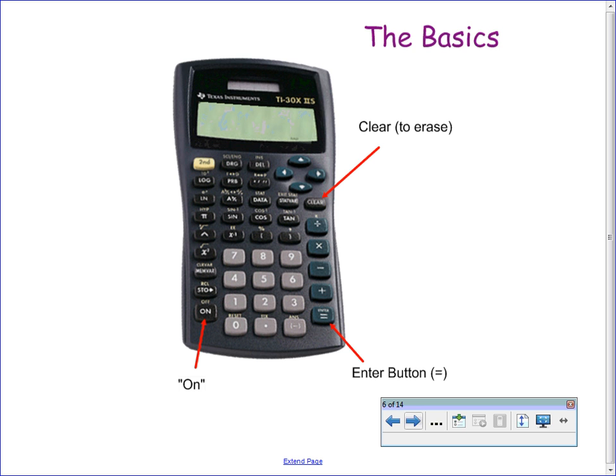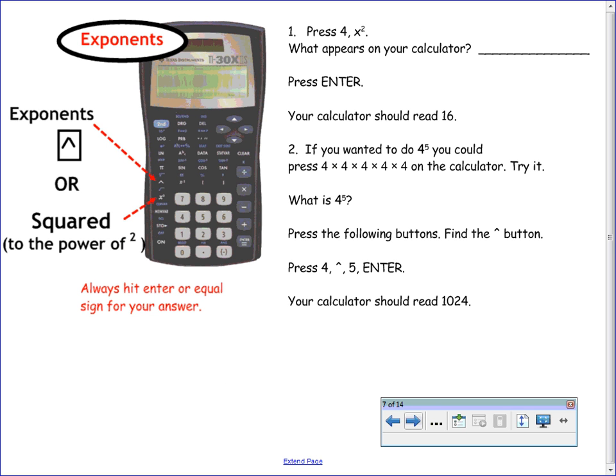Alright? So now how are we going to use this to help us with exponents? Everybody clear your screen. There's 2 different ways we could use the calculators for exponents. The first one is just using the squared button. Okay, so if it's to the second power, we've got a number right away.